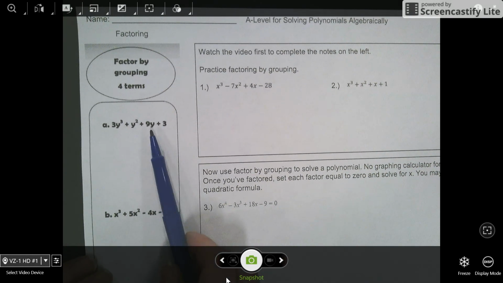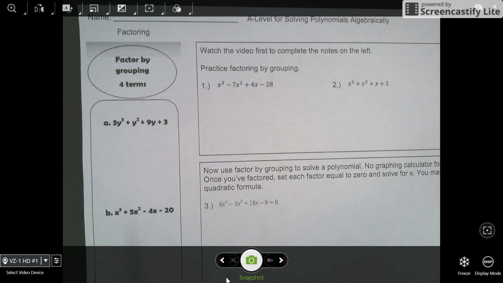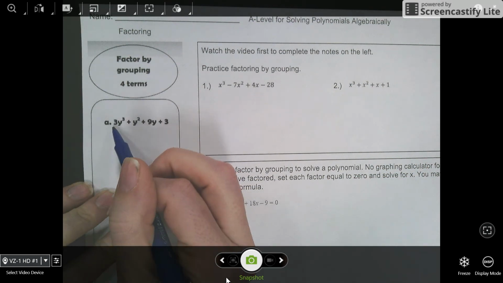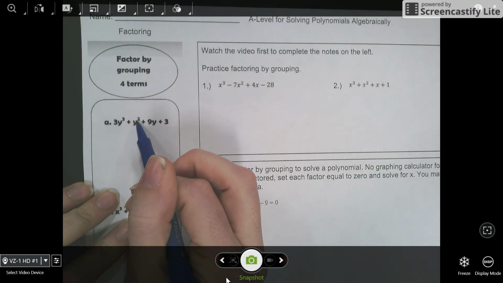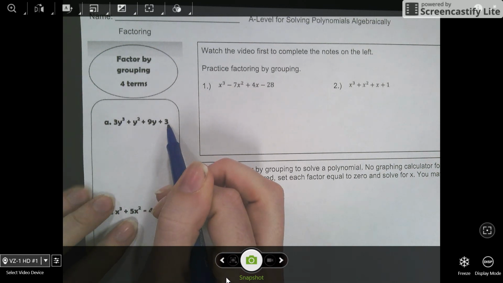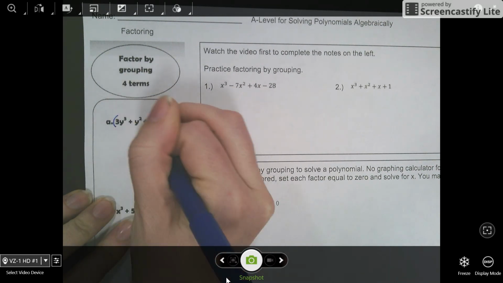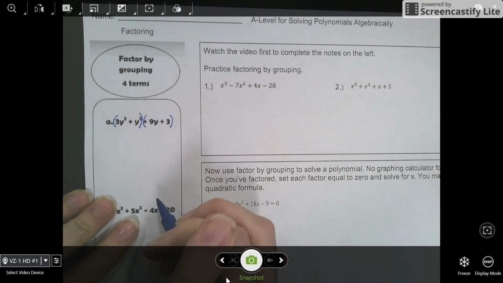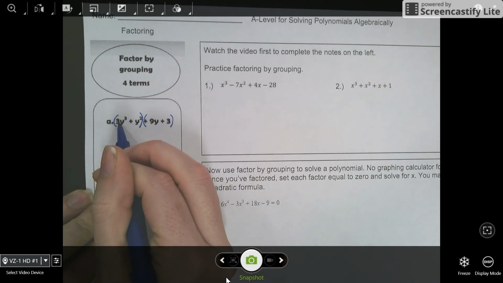So we're going to take the notes over here. So when we do factor by grouping, it's exactly what it sounds like. We're going to group the terms together. So let's look at A. We've got 3x cubed plus y squared plus 9y plus 3. We're going to group these two together, and we're going to look at these two together. And we're going to pull out the greatest common factor.